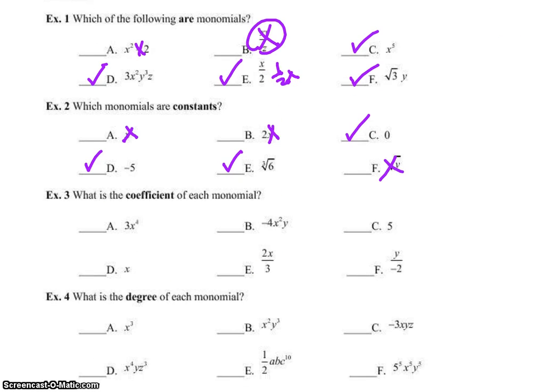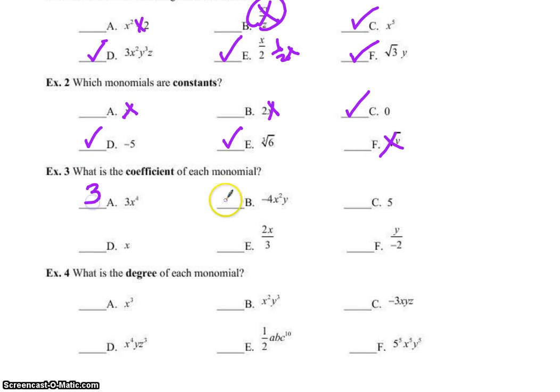Remember, the coefficient is the number in front. So it's 3. It's -4. It's 5. It's 1. When there's not a number there, it's like 1x. Think about what's in front of the entire x. It's going to be 2/3. And this is going to be -1/2.